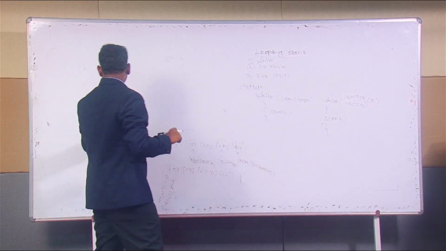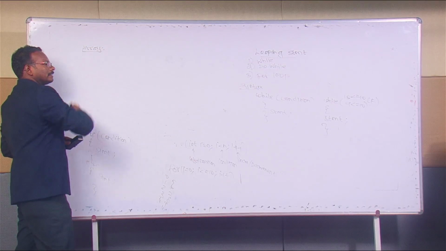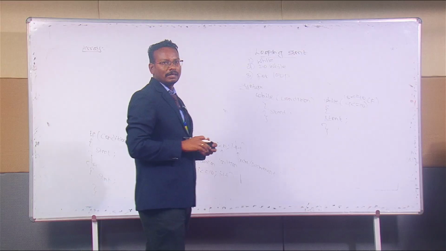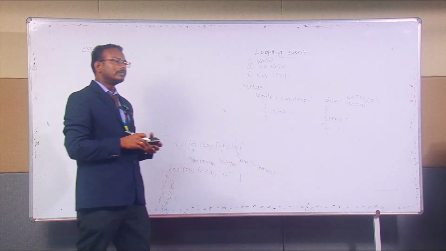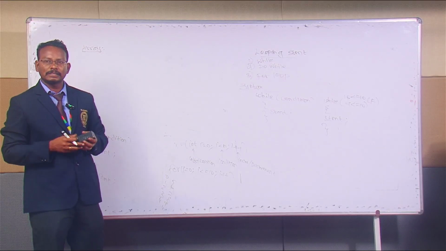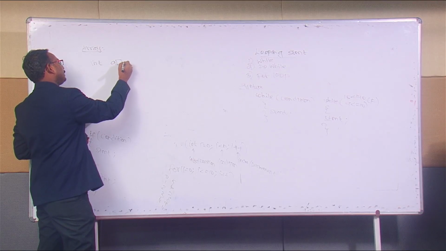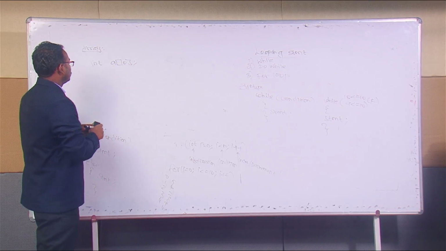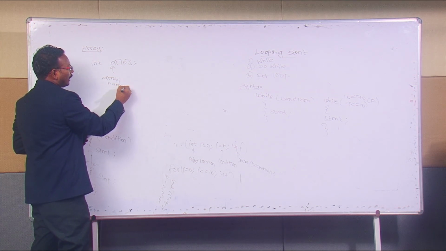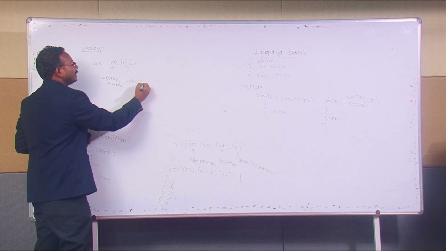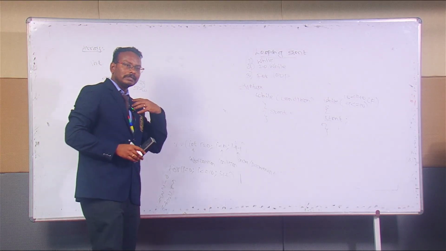What is an array? An array is a collection of data. An array is a collection of similar data. How can we represent an array? It is represented using the array name, for example a, followed by the array size. Array is nothing but a collection of similar data.